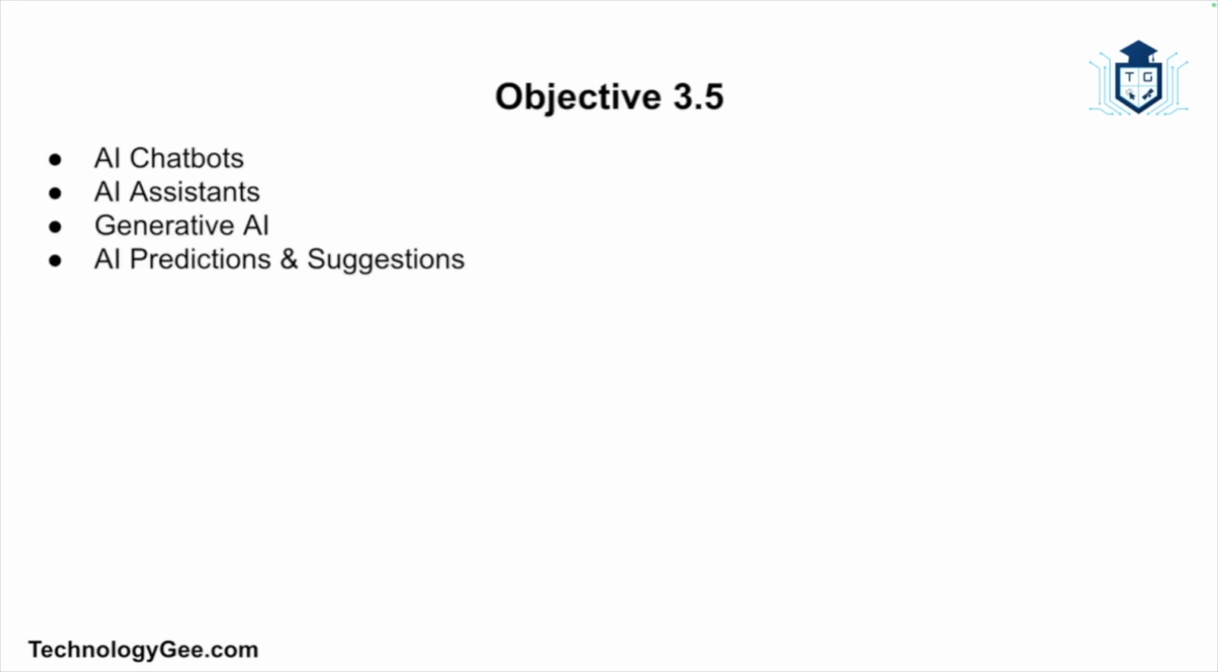In this video, we'll be discussing the common uses of artificial intelligence. AI is transforming multiple industries by automating tasks, enhancing productivity, and improving user experience. As part of the CompTIA Tech Plus exam, understanding the practical applications of AI is essential. In this video, we'll explore 4 key uses of AI, and that is AI chatbots, AI assistants, generative AI, and AI predictions and suggestions. So let's begin.